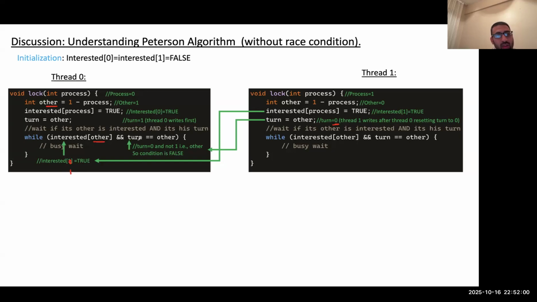Yes. Now let's look at the second part of this condition. Turn is equal to other. So is turn equal to other? What is other in the context of this thread? 1. So turn is equal to 0. So it means it is not equal to other. So the condition is false, right? So if the condition is false, what will happen?